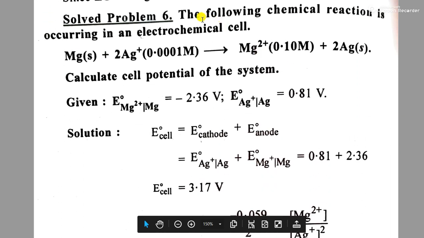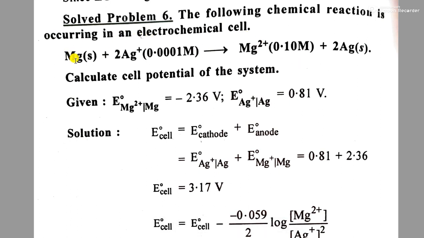Let us see the problem number 6. So the following chemical reaction occurring in an electrochemical cell is magnesium plus 2 silver plus ion giving magnesium 2+ and 2 silver. So calculate the cell potential of the system. Given the standard EMF of reduction for magnesium, reduction of magnesium 2+ to magnesium is minus 2.36 volt, and standard reduction potential for silver for converting Ag+ to Ag is 0.81 volt.